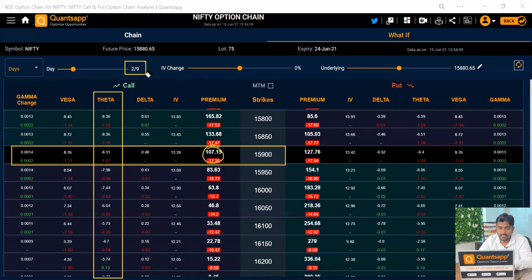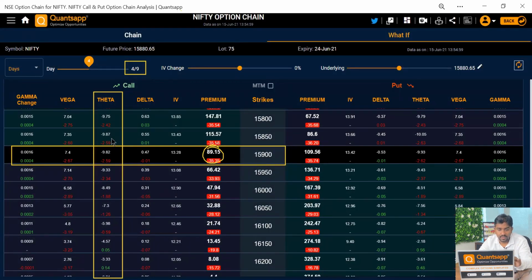Now I'll change one more day. See, again it lost value by 9 rupees. Now theta has become almost 9 rupees. So 98 rupees has become 89, so again 9 rupees lost. See, the theta value started increasing. We started with somewhere around 6 or 7 rupees, and now it has become 9 rupees.